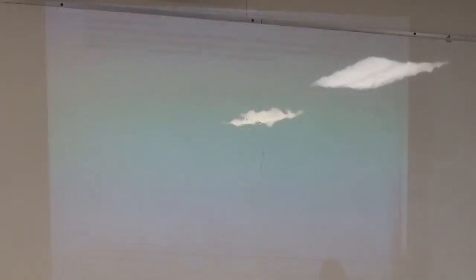A 6-meter ladder is leaning against a wall. If the bottom of the ladder is pulled away from the wall at a constant rate of 0.5 meter per second, how fast is the top of the ladder sliding when it's 5 meters above the ground? This is a typical related rates question. It's going to be our first one.